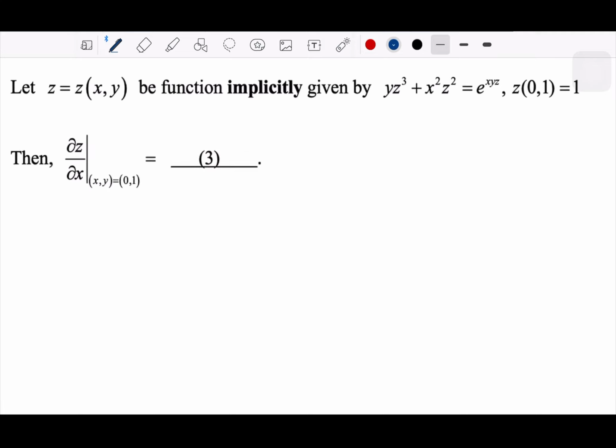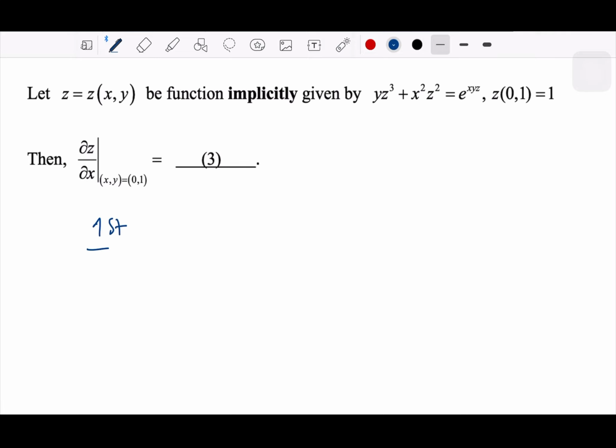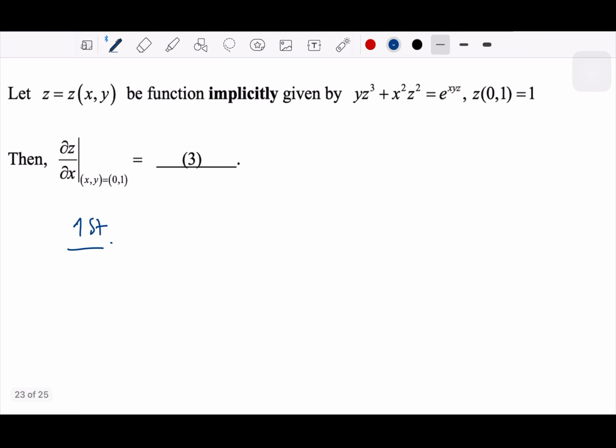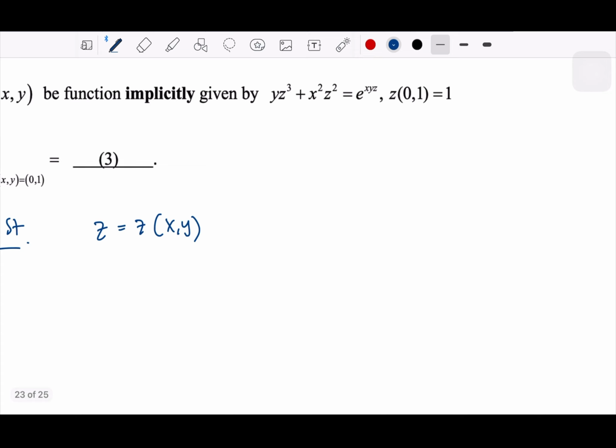Okay, the solutions. First, let me give you the first solution. z is a function of two variables x, y, and we would like to differentiate with respect to x. So we can write down the whole equation first, and then differentiate all with respect to x. We are going to treat y as a constant and z as a function of x.